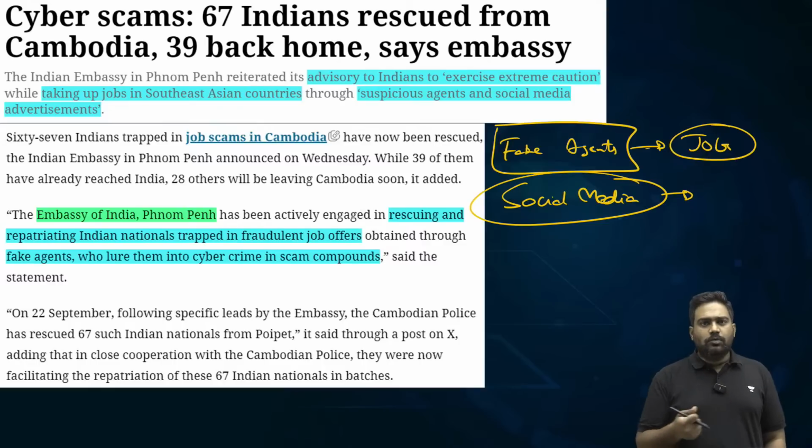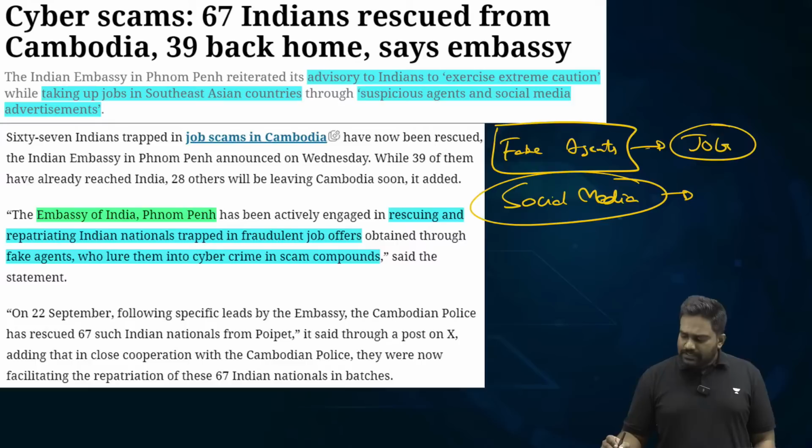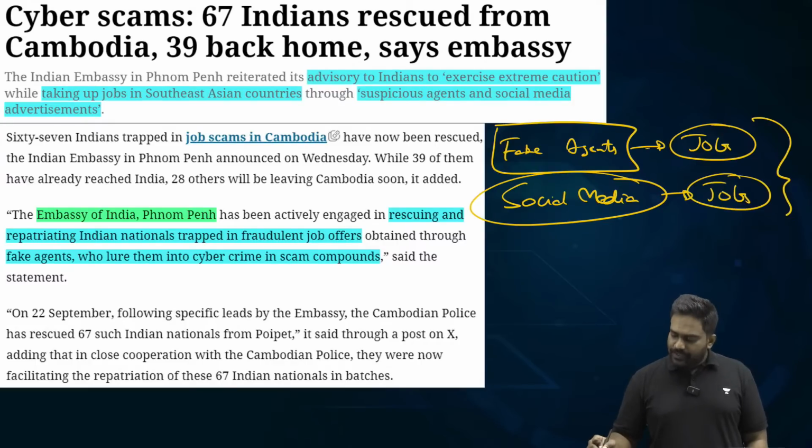They look on YouTube or Instagram or Facebook, WhatsApp. They keep getting these ads that there are high-paying jobs abroad. This is how Indian youth were tricked to join the Russian army.